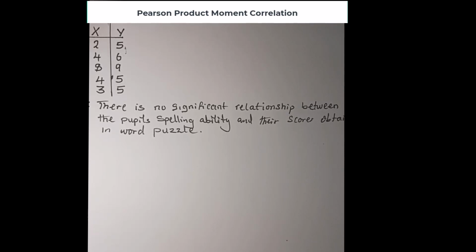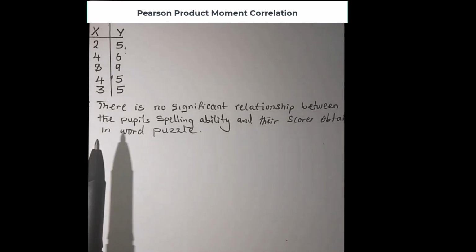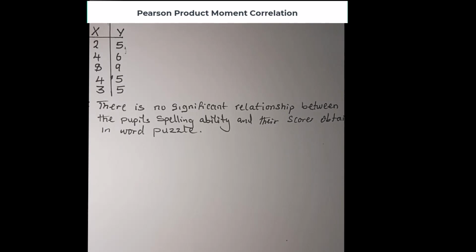Today we'll be dealing with the Pearson product moment correlation. The data before us here was a random selection of a few data from a spelling bee word puzzle involving about 5 children. These scores were obtained in order to see if there is a significant relationship between the pupils' spelling ability and their scores obtained in the word puzzle.